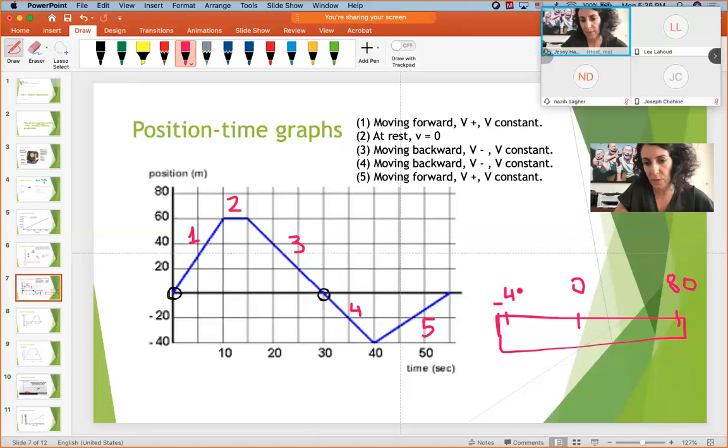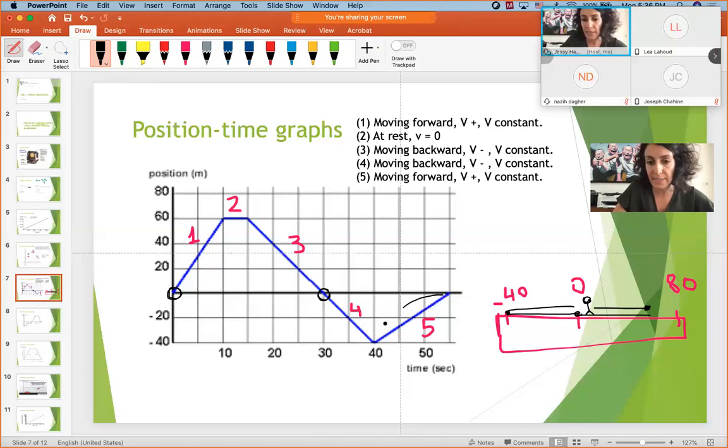So what happens is the following. And this is our guy. Let me call him Joseph. So Joseph was actually on 0. He would move forward until position 60, will be at rest for a while at position 60, then would move backward to position 0, and then keep on moving backward until he hits negative 40, then move forwards to 0.